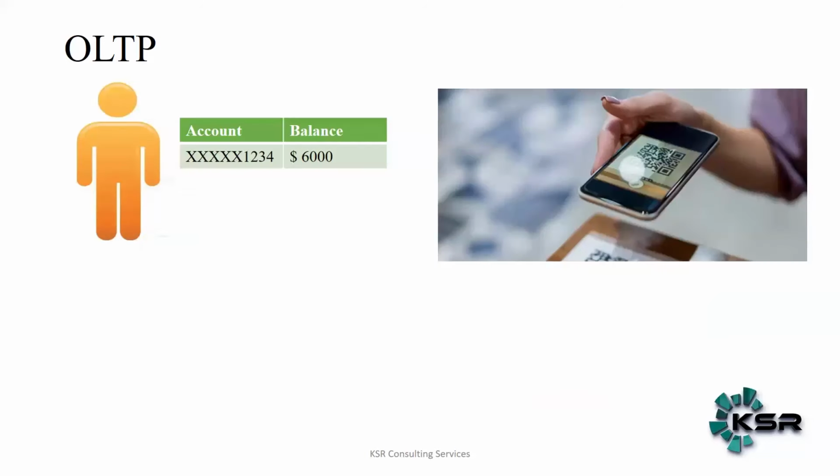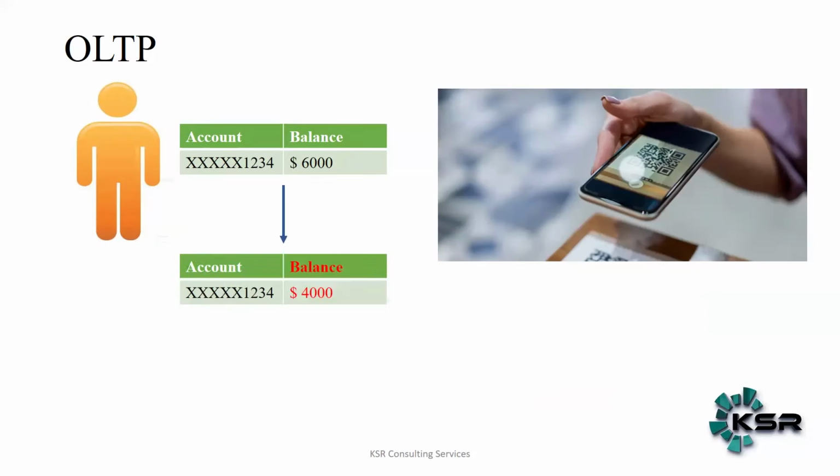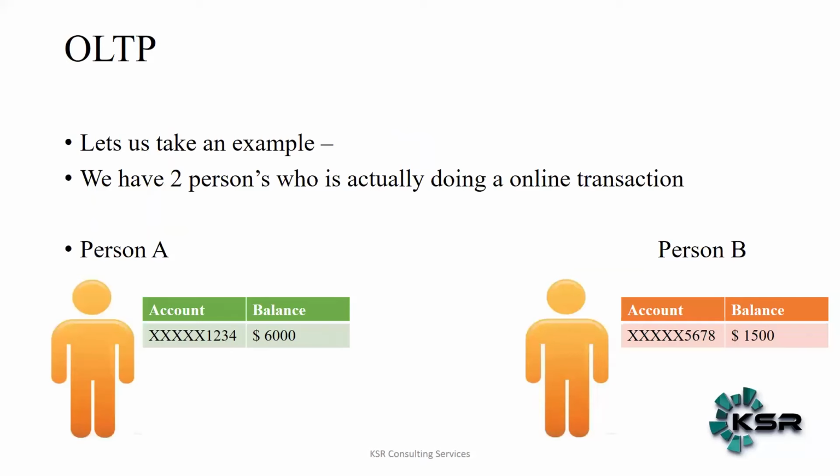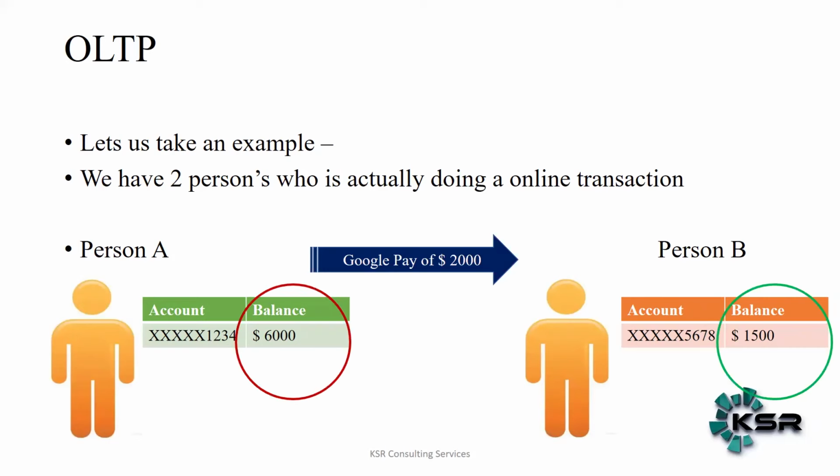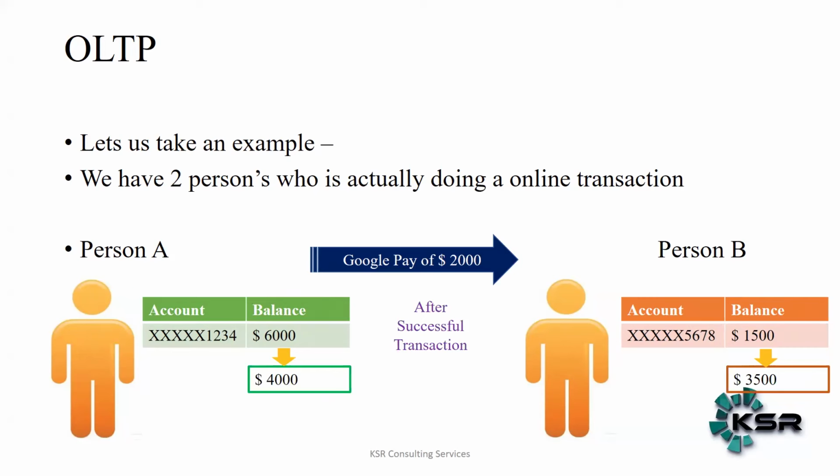And one of my favorite examples I'll tell you is, if you want to send money to someone, like you use Google Pay, PhonePe, or net banking. Imagine you are person A, and you have to send to person B. Person A has 6,000 rupees, person B has 1,500. Imagine I want to make a Google Pay of 2,000. The next second, the amount will change. After a successful transaction, you'll be able to see the immediate transaction.